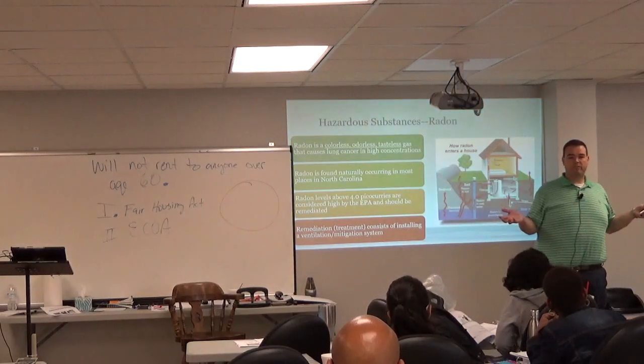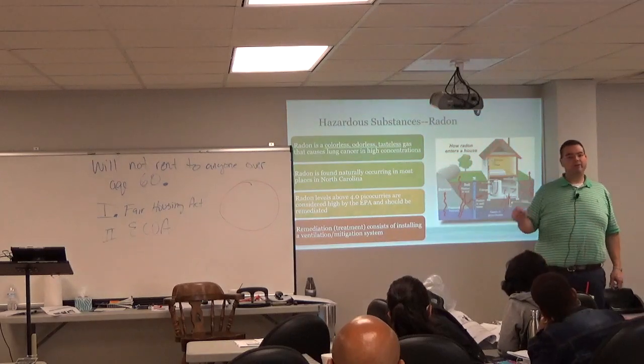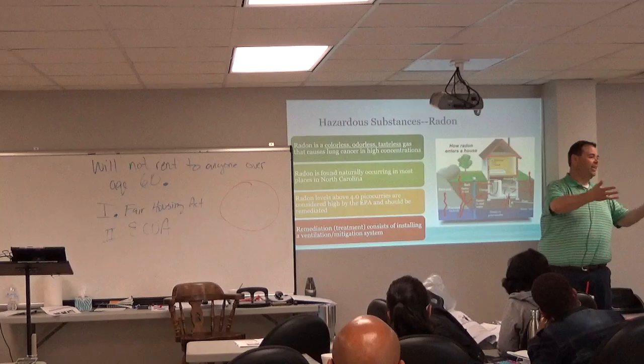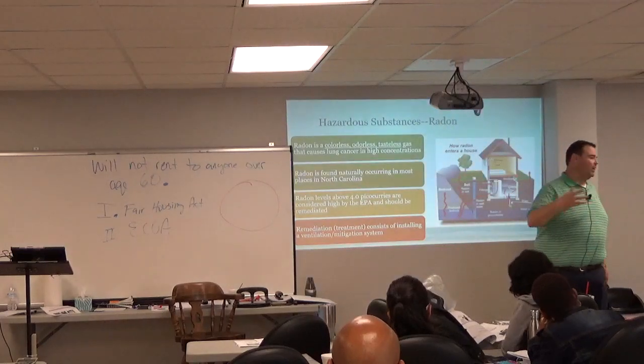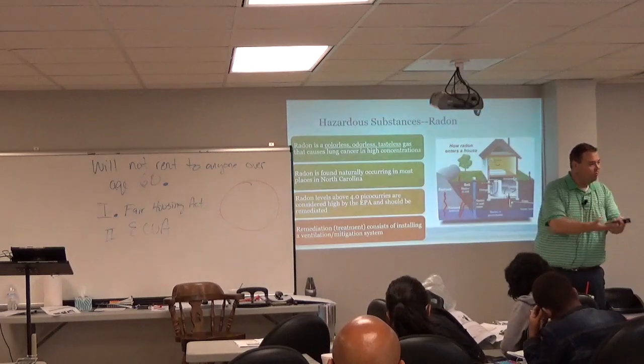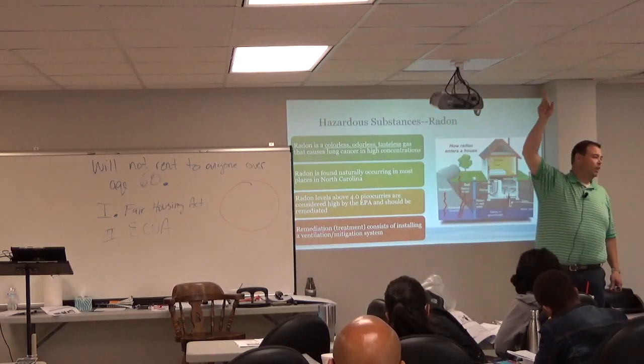You know what I'm talking about when I say the vapor barrier? That's the plastic that lays on the ground underneath the house. They would go underneath the vapor barrier and lay down a piece of pipe with holes drilled in it and gravel in it, and they put a fan on the end of the pipe that's sucking air. So basically the air is being sucked from under the vapor barrier, and then it goes out and blows out above the roof line.